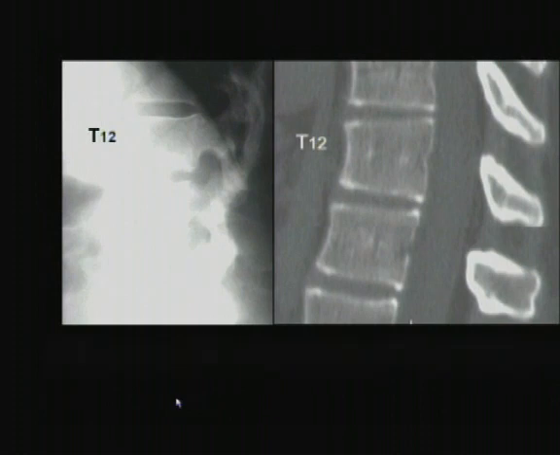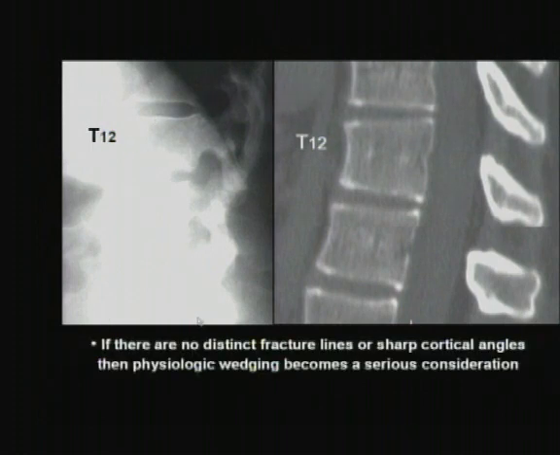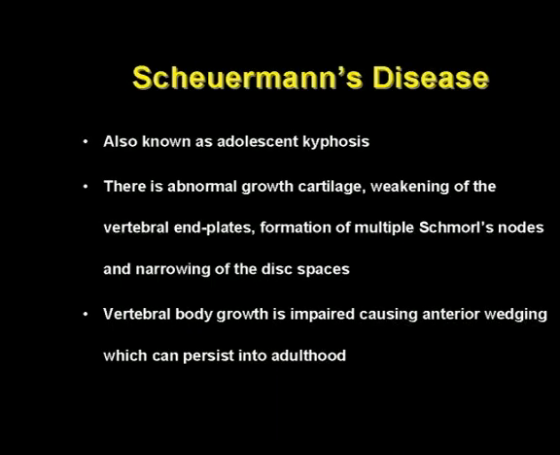Occasionally, people get scared at night and they go to CT. But on this alone, I think you should be able to diagnose physiologic wedging if you don't see fractures or sharp corners. Let's talk a little bit about Scheuermann's disease. Again, a confusing factor in the middle of the night. It's also called adolescent kyphosis. There is abnormal growth, cartilage. There is weakening of the end plate, Schmorl's nodes, and the disc spaces become narrow. The vertebral growth is also affected. So the vertebra is also wedged.